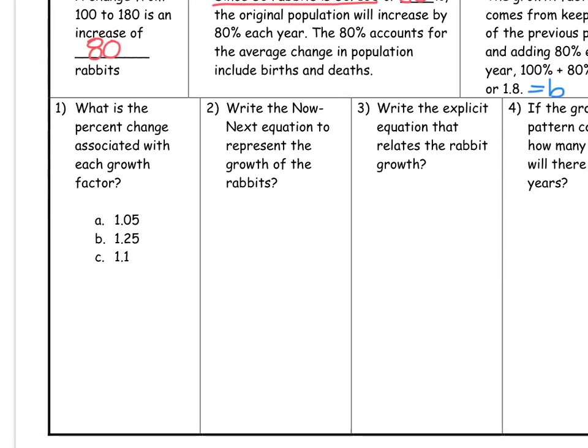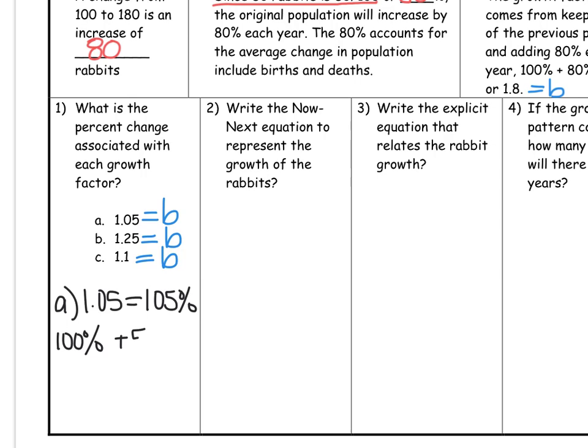So let's take a look at example 1 over here. We have 3 growth factors: 1.05, 1.1, and 1.25. So for A, a growth factor of 1.05 means 105%. So that means 100% plus 5%, and this 5% is our growth rate.